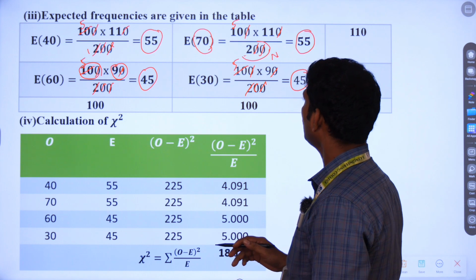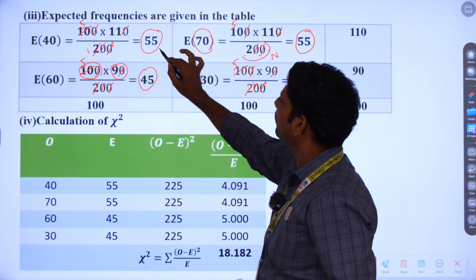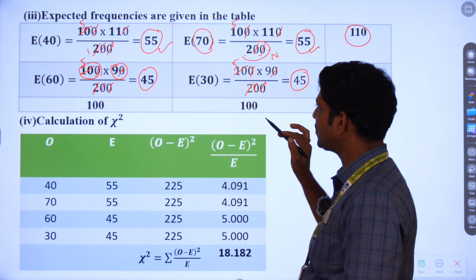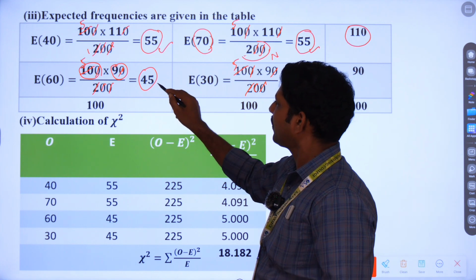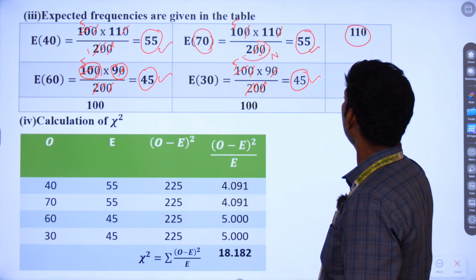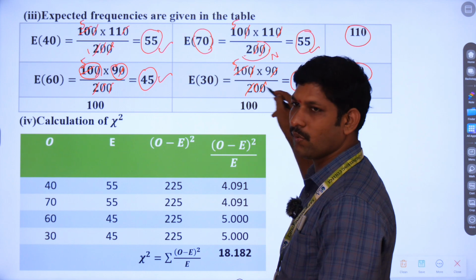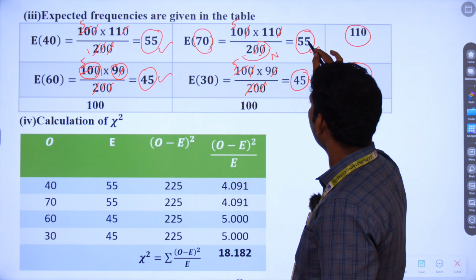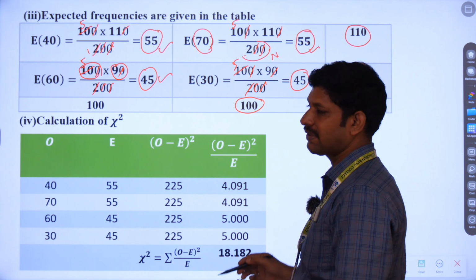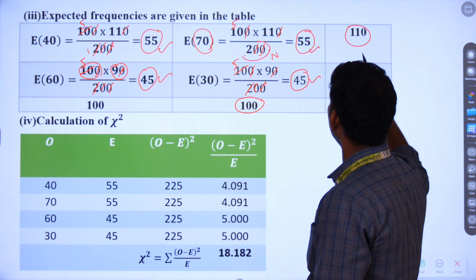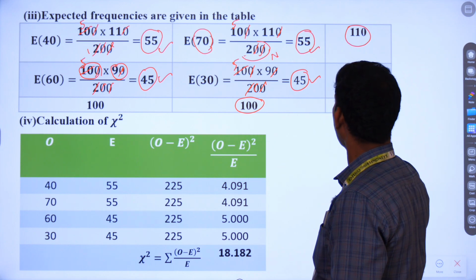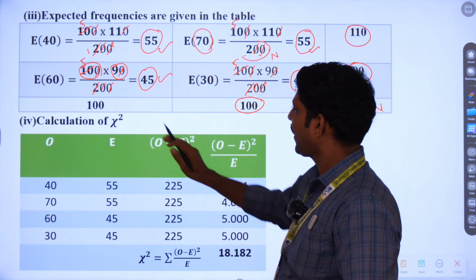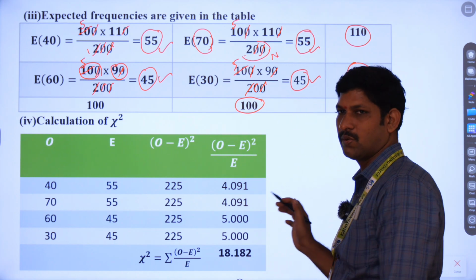After getting the expected values, we also need to add them row wise. Row wise, 55 and 55 sum to 110. In the same manner, the second row, 45 plus 45, gives 90. Not only row wise, column wise also 55 plus 45 becomes 100, and again 55 plus 45 becomes 100. Finally, when you total column wise and row wise, it satisfies the total frequency: 110 plus 90 is 200, and 100 plus 100 also becomes 200.